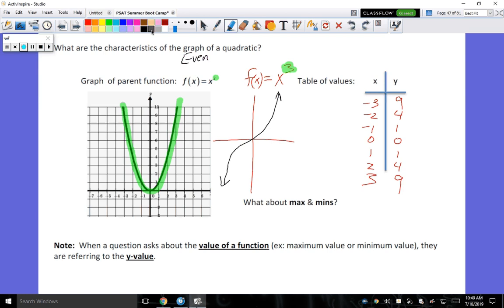Opposite inputs, let's say 3 and negative 3, opposite inputs yield the same output. You with me? And in function notation, it looks like this, where opposite inputs are going to yield the same output. It could be positive, it could be negative, but the output is the same.